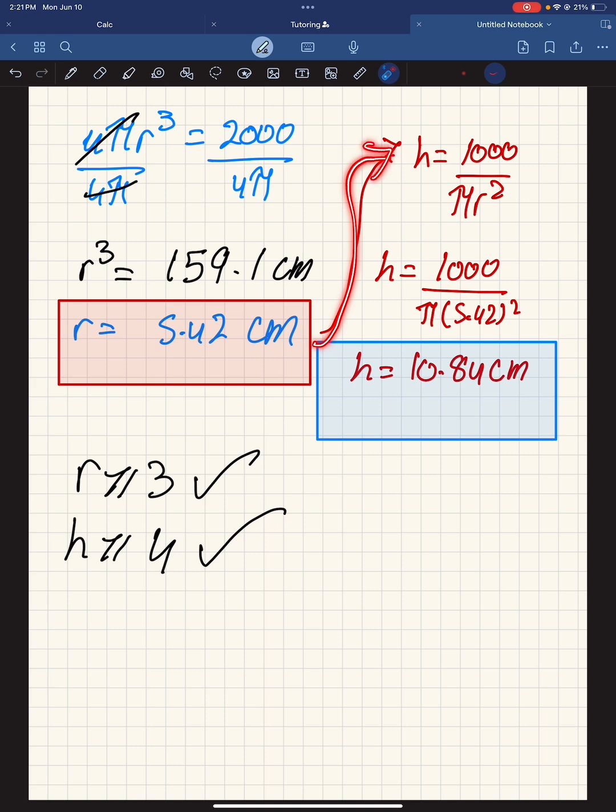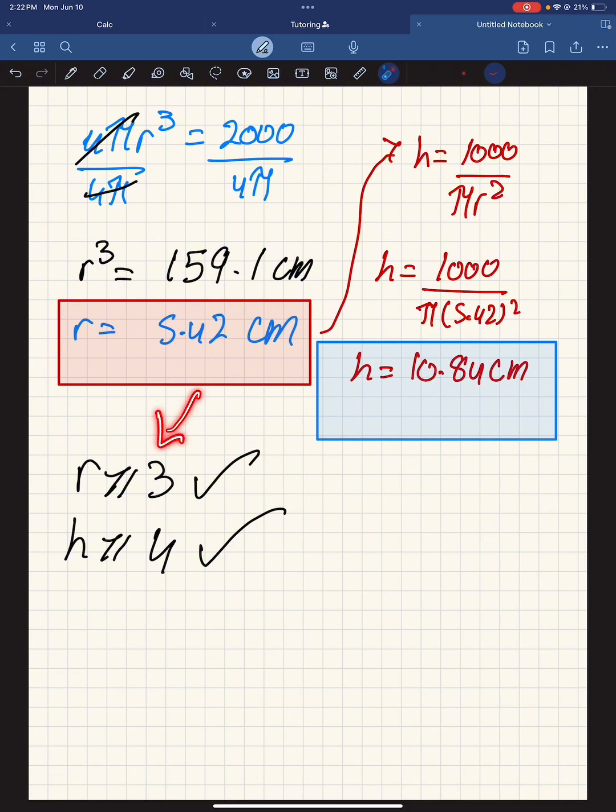Now if we go back to our original equation, we know that h equals 1000 over pi r squared. Since we have a value for r, we can plug it in and solve for h to see what would be the minimum height that would give us a volume of 1000 when paired with this value for the radius. And when we plug it in, we find out that our height is 10.84 centimeters.